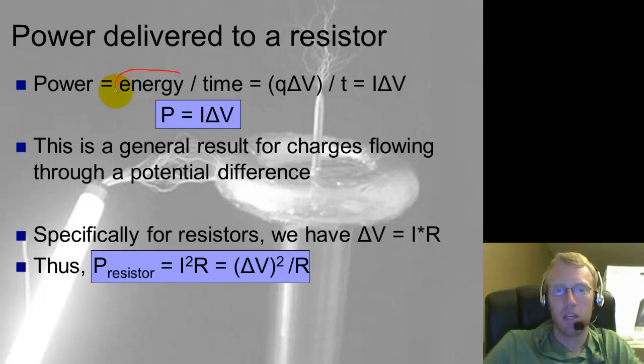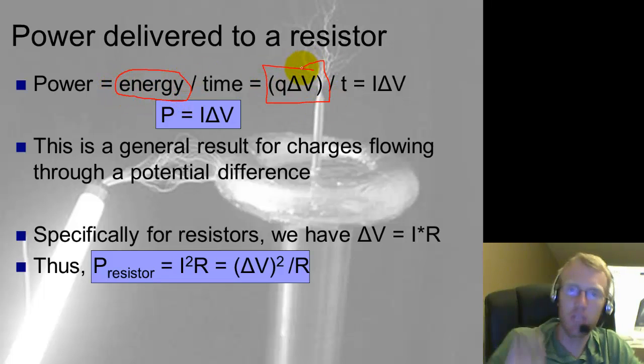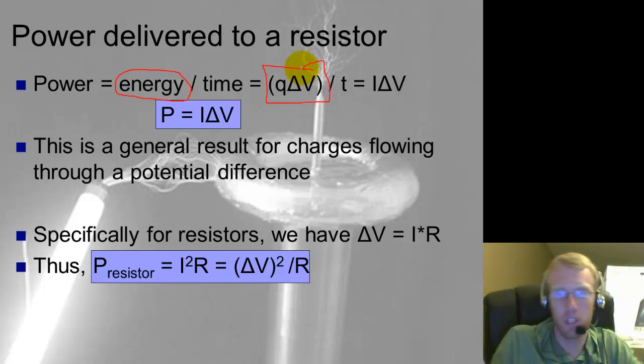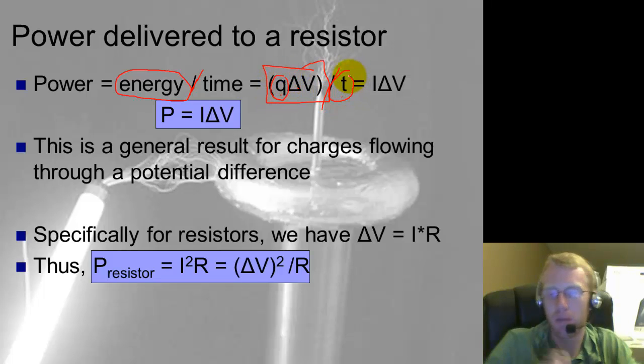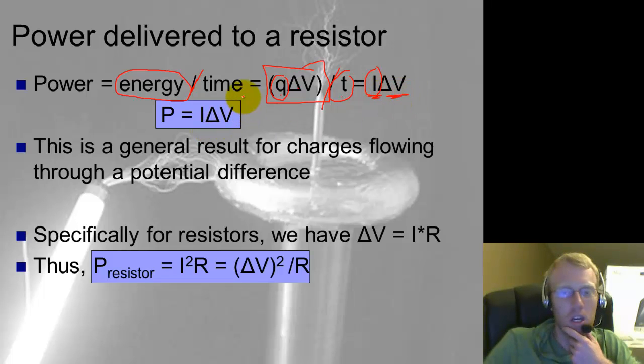If we plug in energy as Q delta V, because each individual charge that passes through some voltage difference is going to gain or lose a certain amount of potential energy. So Q delta V divided by T, because it's divided by time right here, we can group the Q over T, which is the amount of charges per second. That's the definition of current. So this energy per time becomes current times change in voltage. So this formula is called PIV.